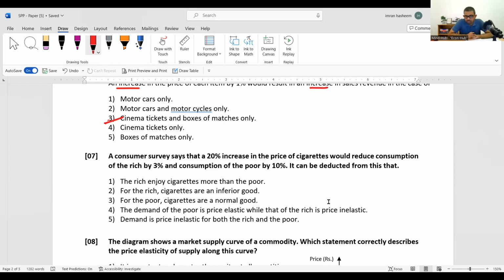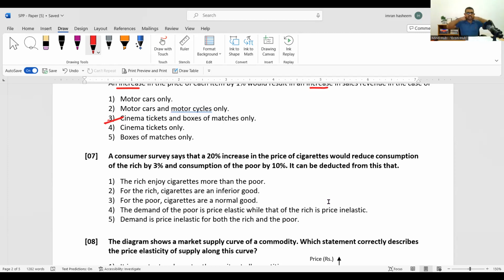And consumption of the poor by 10%, who also have an inelastic demand, because again, price is changing by 20%. The poor, the demand for cigarettes is only decreasing by 10%. Again, inelastic. Option 1: it can be deduced from this information that the rich enjoy cigarettes more than the poor.